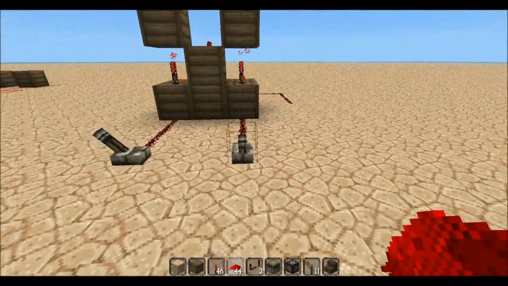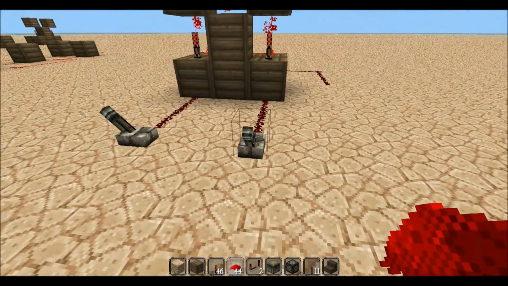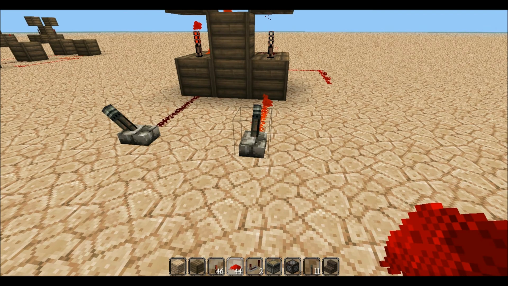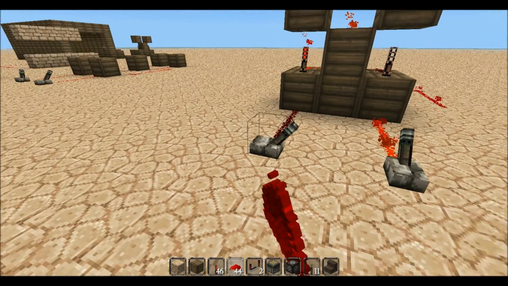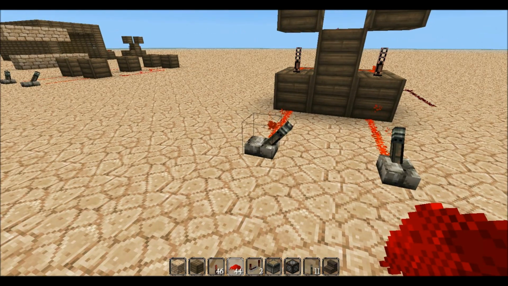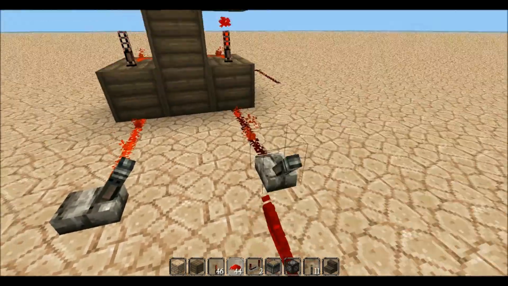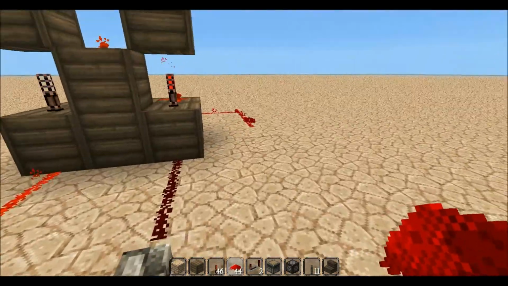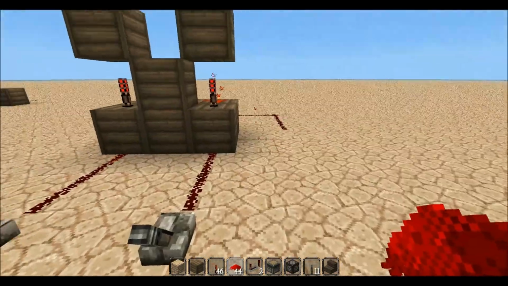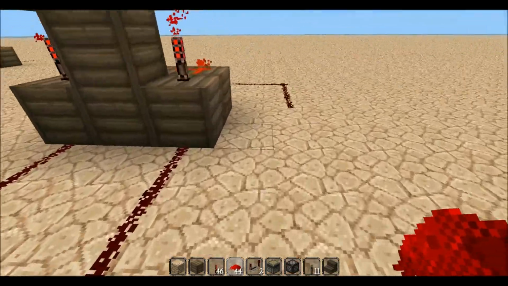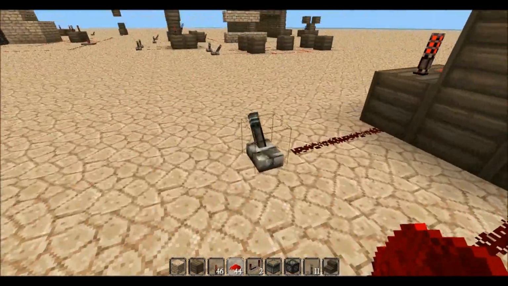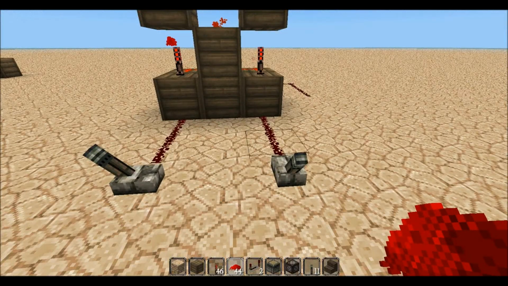Now, the output is only on if the inputs are different. If I turn this on here, the output turns on. But if they're now both on, the output turns off again. It's the other way around. So this output is off and this output is on. Turns back on again. And again, if they're both off, nothing happens. So the output is only on if the inputs are different.